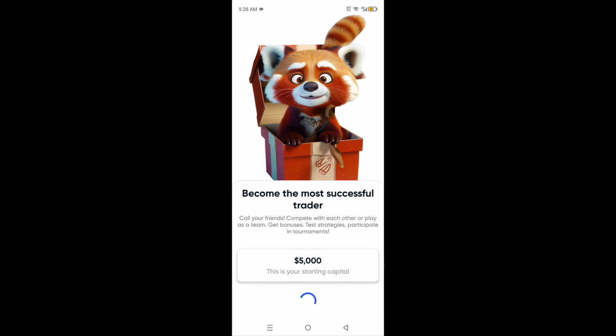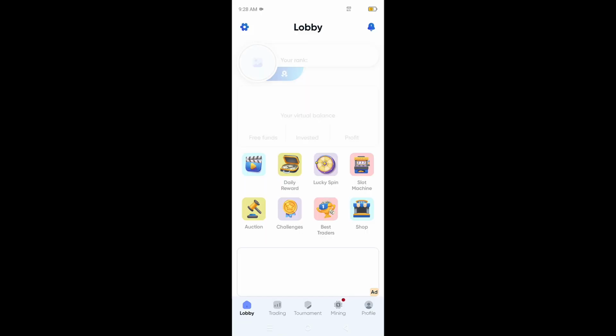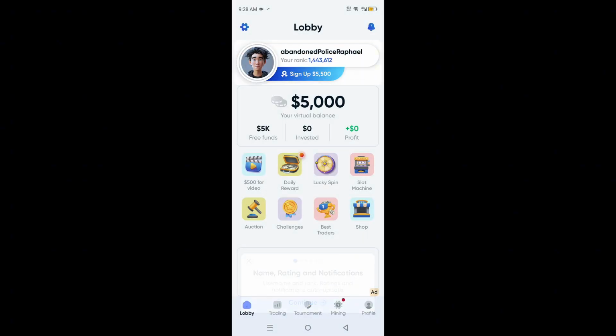In this video, I'll explain how to withdraw money from GoCrypto. Many people get confused, but it's simple once you understand the app. GoCrypto is a trading simulator that lets you practice buying and selling cryptocurrencies like Bitcoin without using real money.